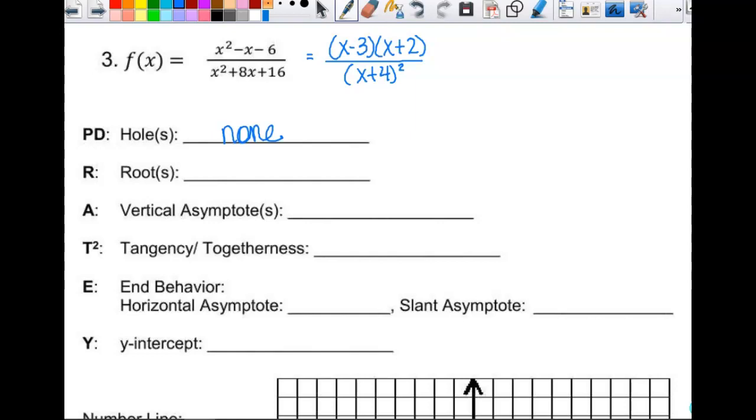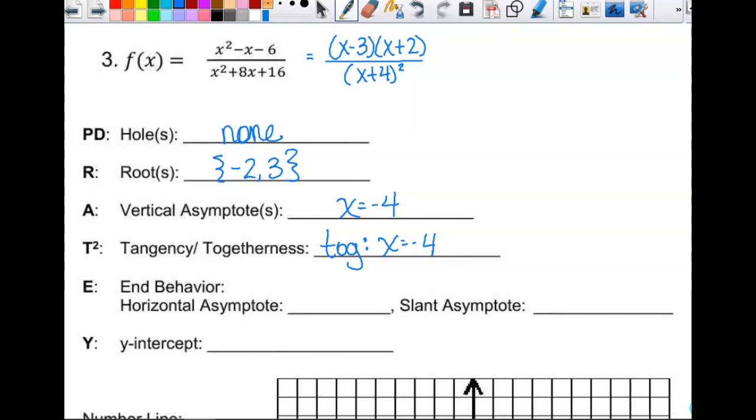All right, so how many roots do I have? 2. I have a -2 and 3. Then how many vertical asymptotes? 1. X equals -4. Do I have any tangency or togetherness? Yes, so it's been a while since we talked about it, but yes, we have it. And so if you always say them together, tangency and togetherness, tangency is in the numerator, togetherness is in the denominator. So since this factor is squared, that means I'm going to have togetherness. I'm just going to put TOG at that asymptote, which is x equals -4. Okay, and then we'll talk about what that means and what we do with it in just a second.